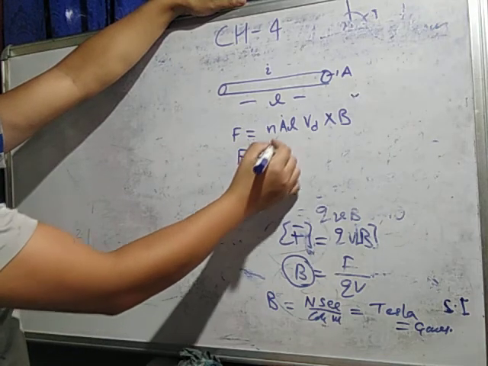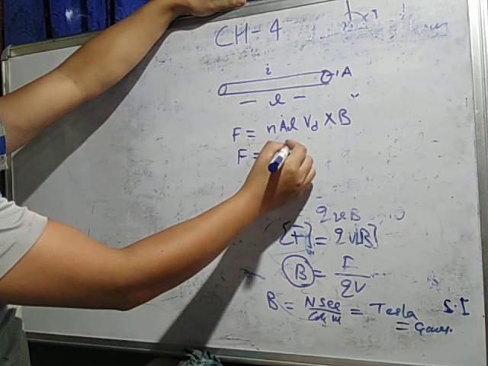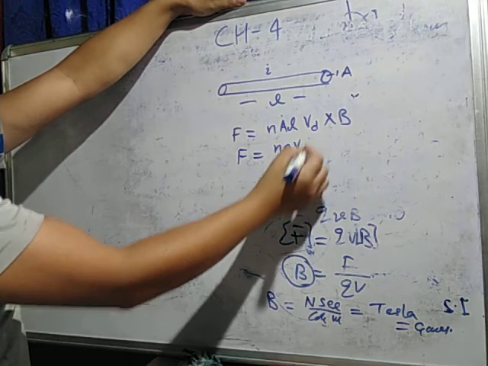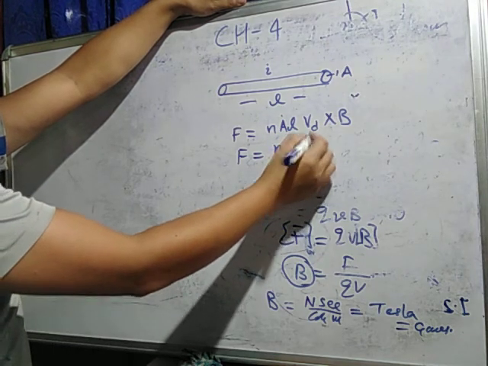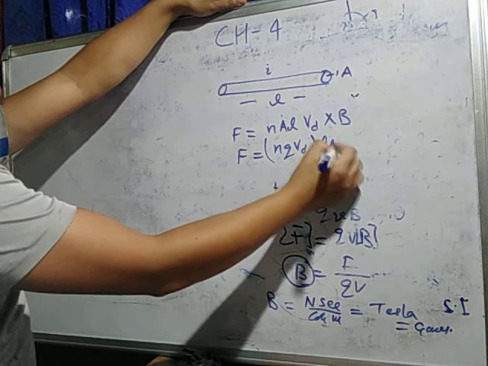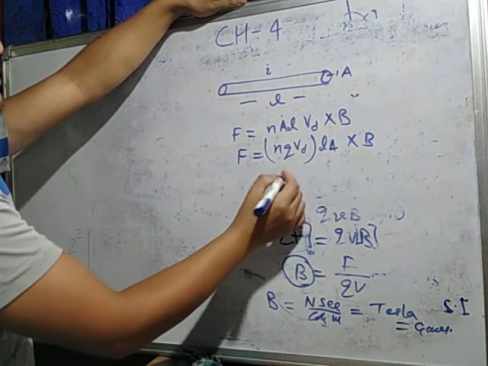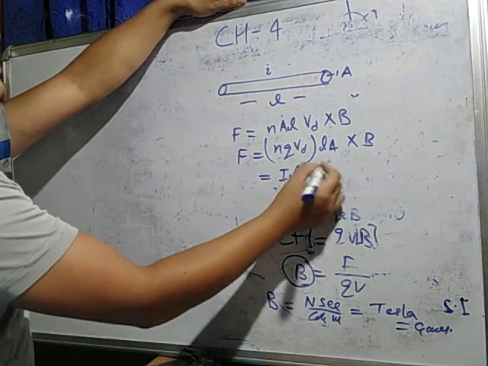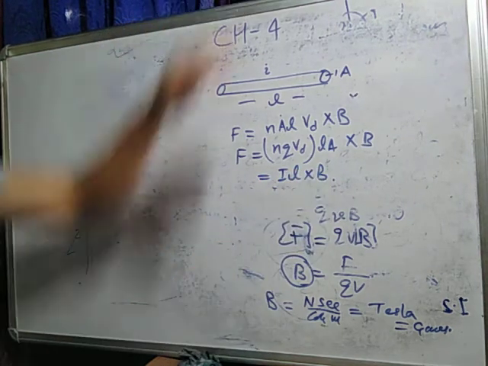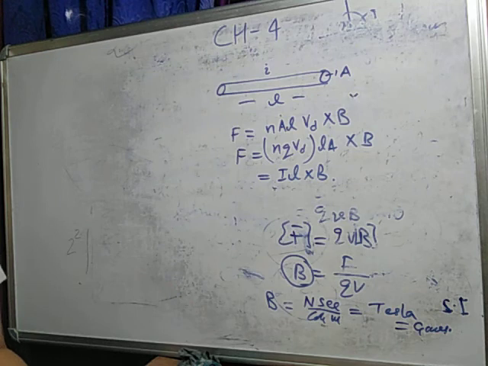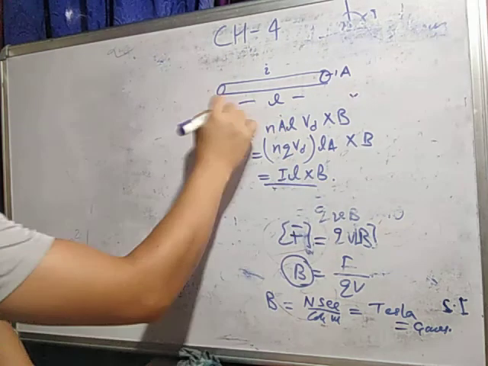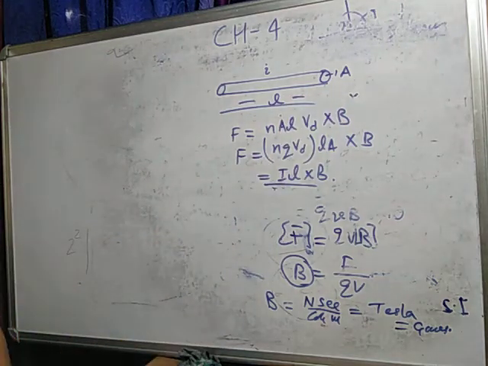If you calculate this, you'll get F equals N Q vd into L, A taken outside, into B. So you'll get F equals I L into B. You'll find this in the book, page number 136. Okay. So this is the force on a current carrying conductor.